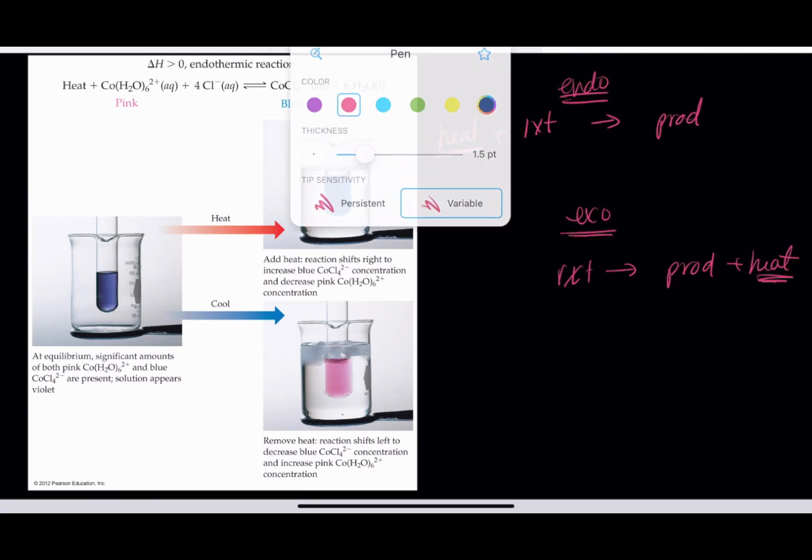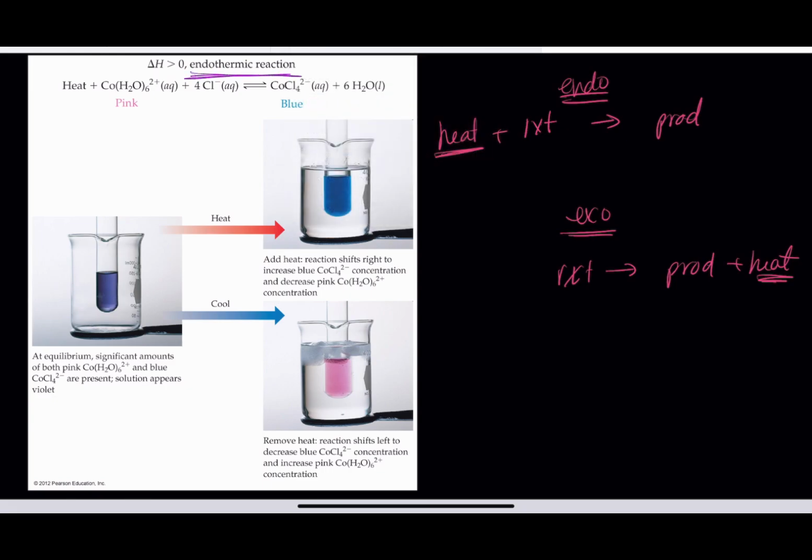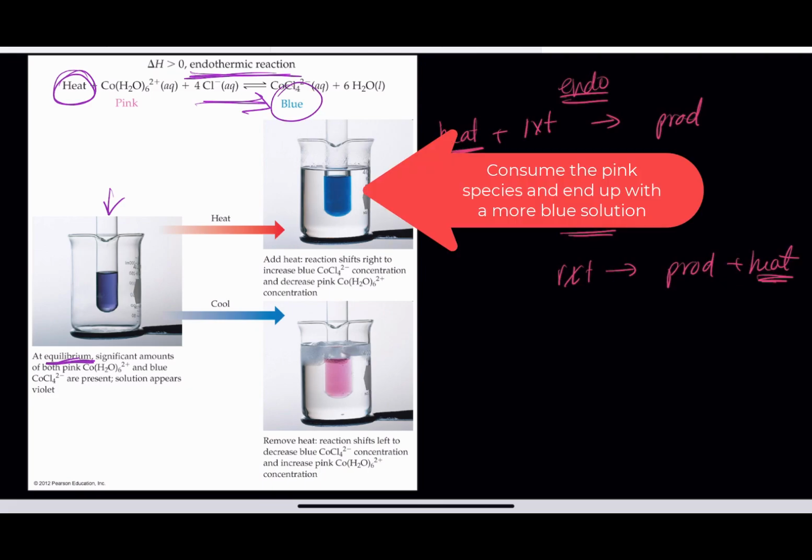So if we look at this example given to us, we have an endothermic reaction, where heat is like a reactant. And here we have a system that is at equilibrium, which is essentially purple, because we have both blue and pink present. If we add heat, we go forward, because it's like adding a reactant, so the system shifts to consume the reactant and produce product, which happens to be blue.